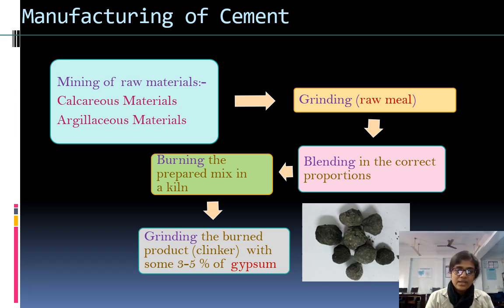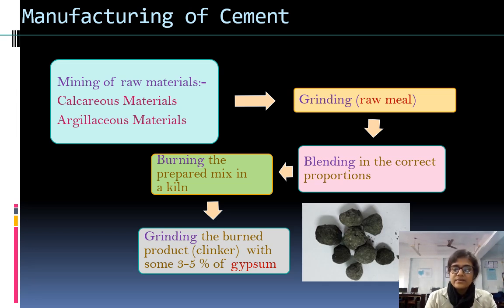Finally, what we get is the burnt product, which we can see here. This portion, these are the clinkers. Now this will be ground with some 3 to 5% of gypsum to stop the flash setting. This is a very important step.